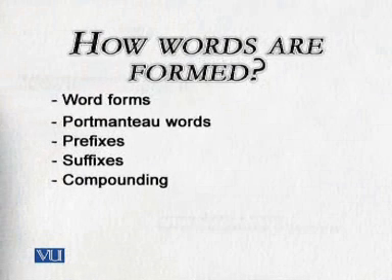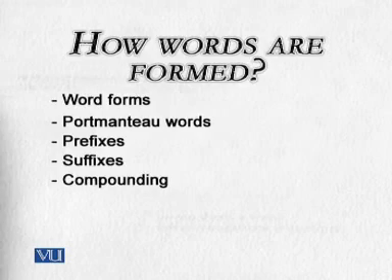So far, we have talked about morphemes and the word structures. Second, we talked about how words are formed, and five methods I shared with you. The first method is word forms. Second method is portmanteau words, combining the portions of words and creating new ones. Then prefixes and suffixes, and compounding. These are five methods of combining or creating or forming words.